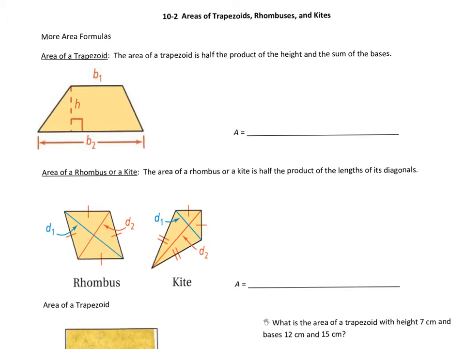Okay, guys, today we're going to continue with area formulas. We're moving into areas of trapezoids, rhombuses, and kites. First things first, we're going to look at a trapezoid.